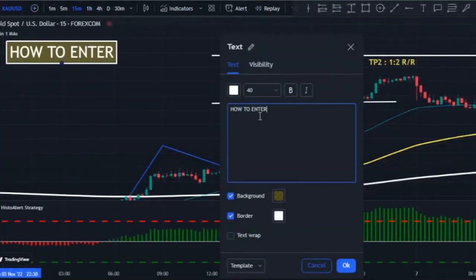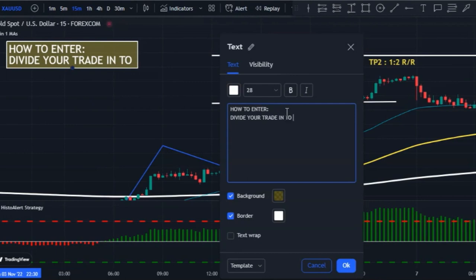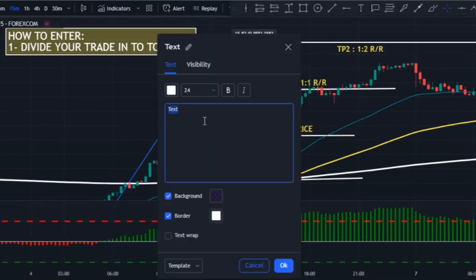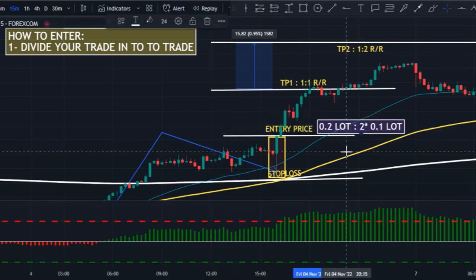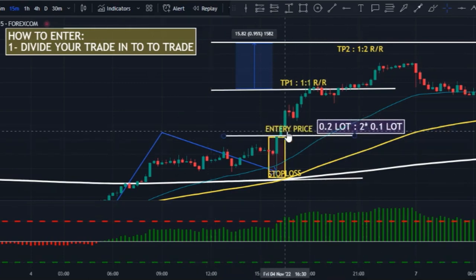Now to enter a trade, we have to divide the trading volume by 2. For example, if you plan to enter into a trade with a volume of 0.2 lots, you need to divide this trade into two trades with a volume of 0.1 lot each. Consider the first trade target at the risk-reward ratio of 1 to 1, and consider the second trade target at the risk-reward ratio of 1 to 2.